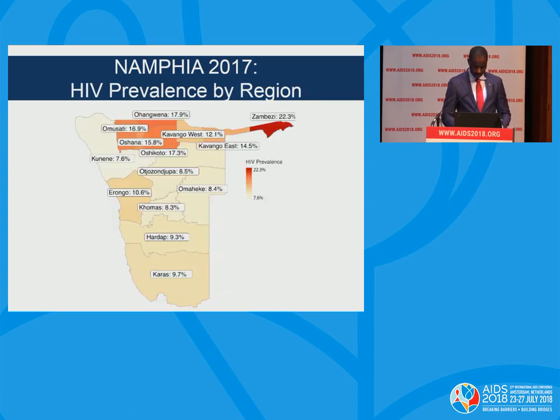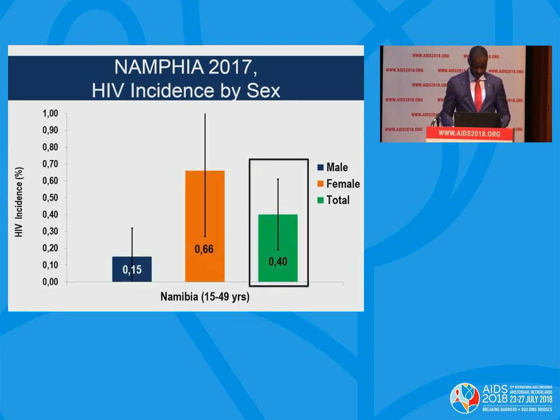Maybe to go back, I just want to point out that the two regions with the lowest prevalence are those called Kunene in the west and Omaheke in the east. These are also the regions that traditionally do circumcision long before the advent of HIV.